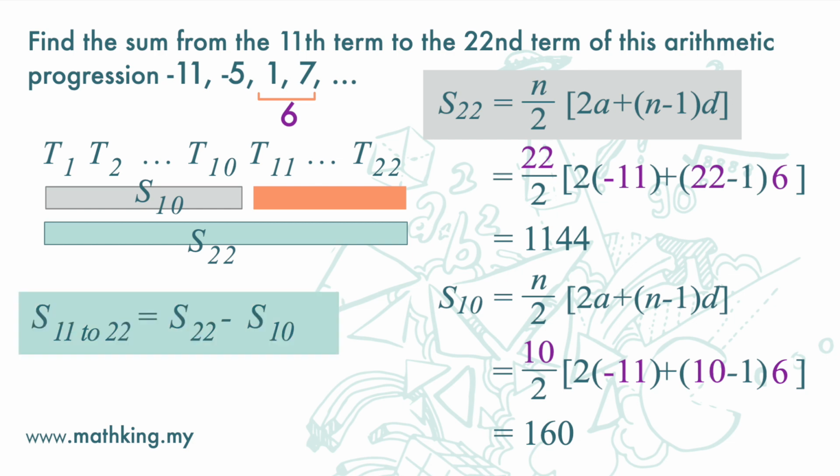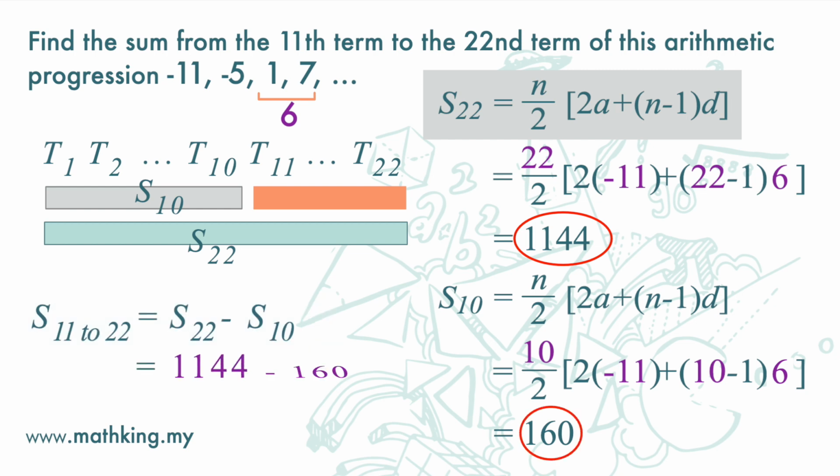Right, the sum of the 11th term to the 22nd term is S22 minus S10. S22 is 1144 and S10 is 160. And we get 984.